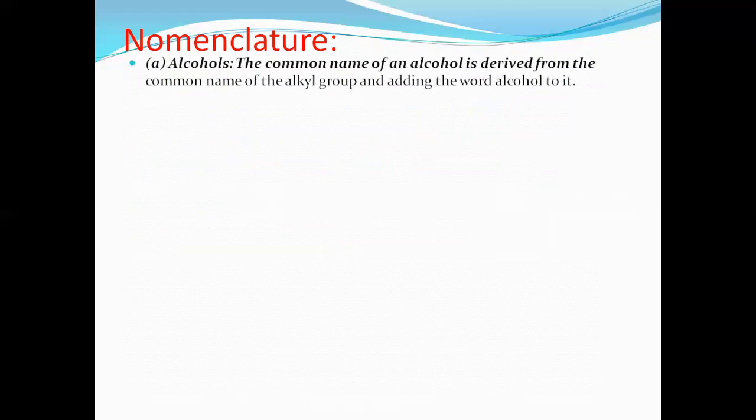Next, once we know that, how do we name the compound? That is the major and very important part of the chapter. How to name: nomenclature. Once we know the compound, our target is to name it. In common names, we name them as alkyl alcohols, for example methyl alcohol, ethyl alcohol. The common name is derived from the common name of the alkyl group by adding alcohol to it. In one word, alkyl alcohol.